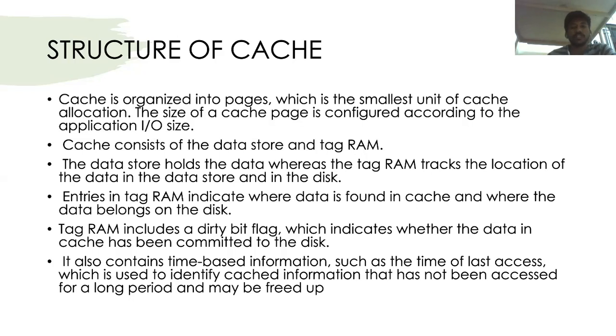Tag RAM includes a dirty bit flag, which indicates whether the data in cache has been committed to the disk. It also contains time-based information such as the time of last access, which is used to identify cache information that has not been accessed for a long period and may be freed up.